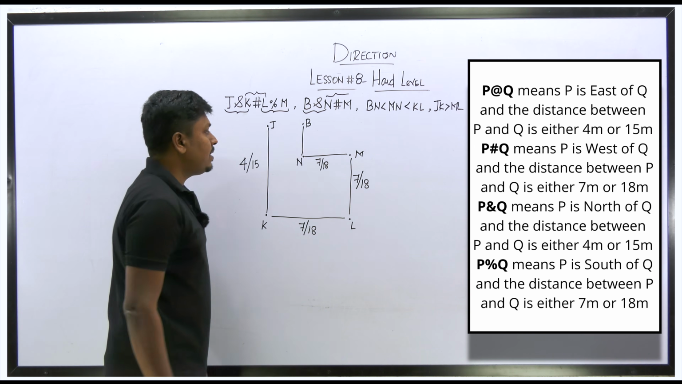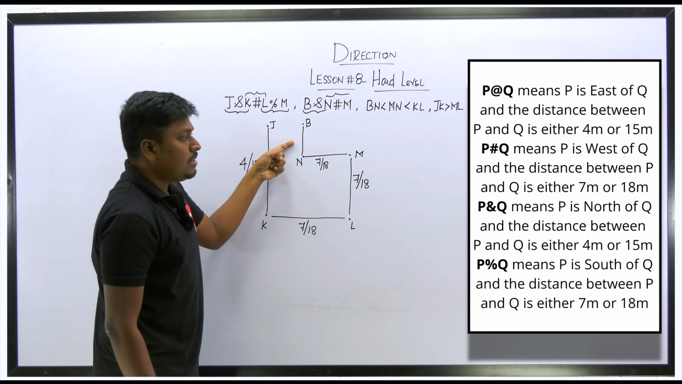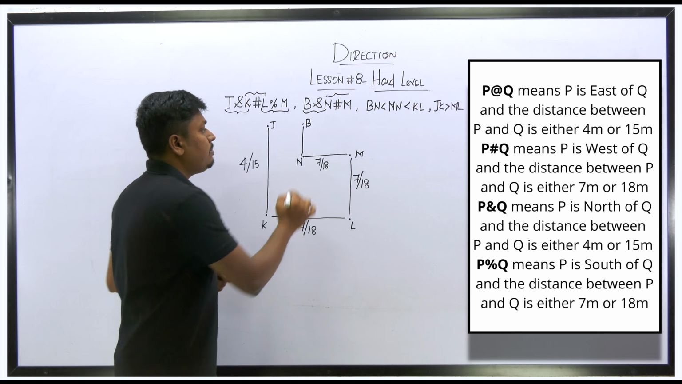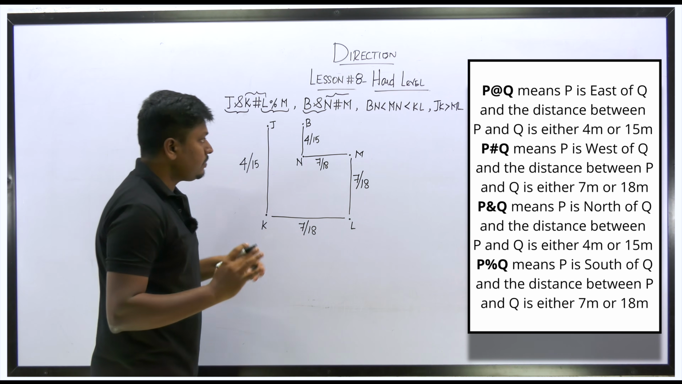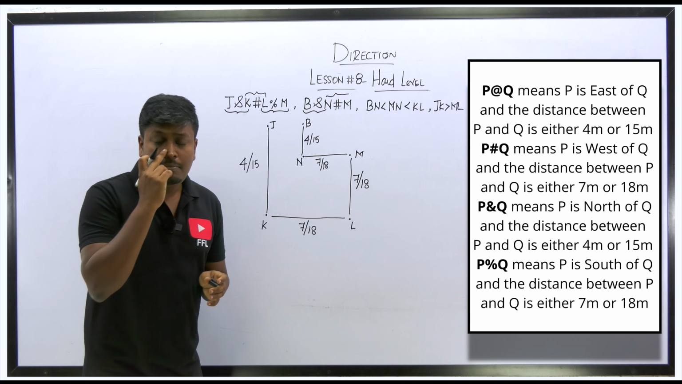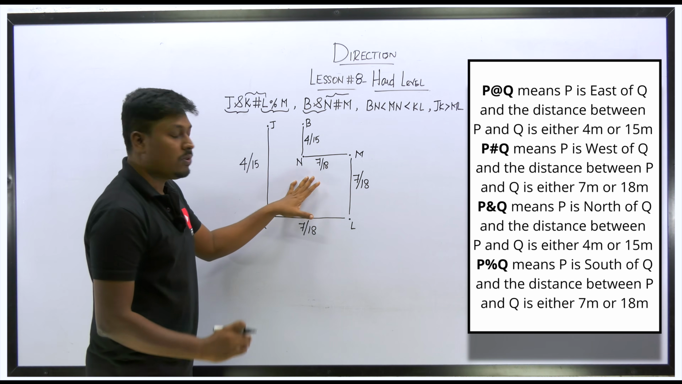So N north will be B. So now you can say that if it is an and, what is the distance? It can be 4 meter or it can be 15 meter. Understood? So finally, for statement number 1 and statement number 2, we have drawn the diagram.